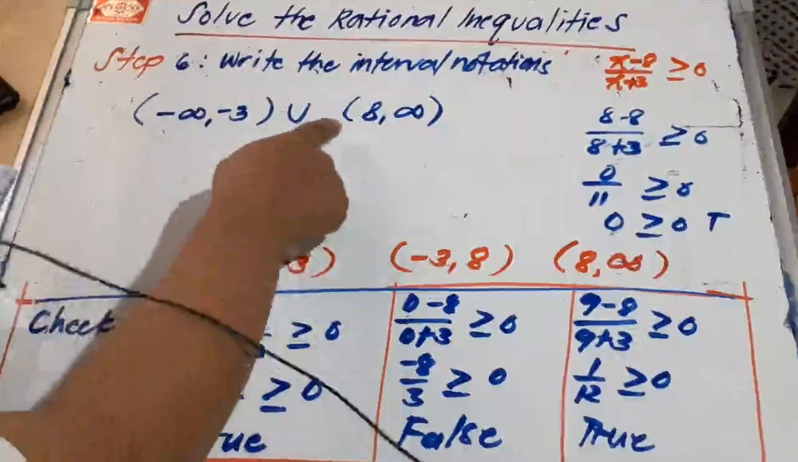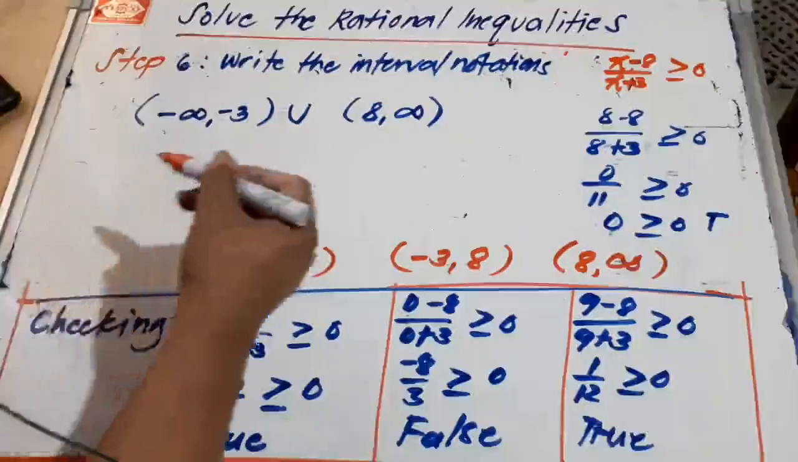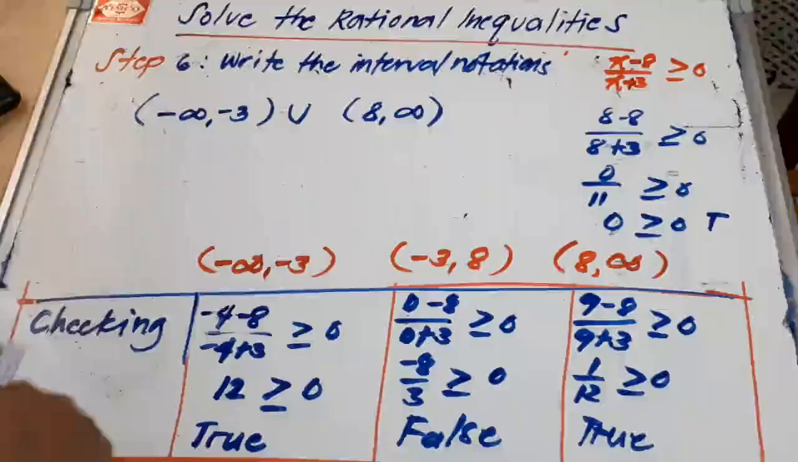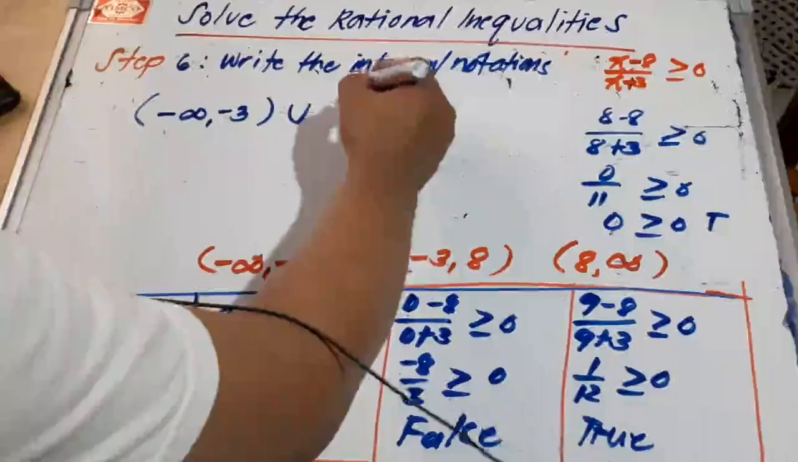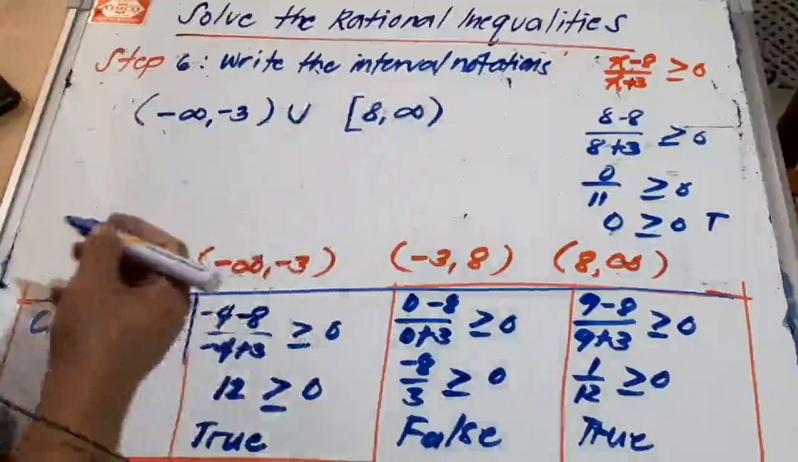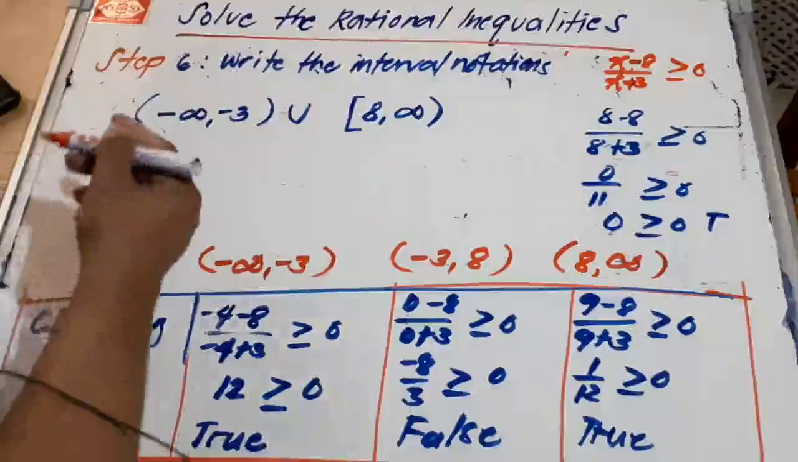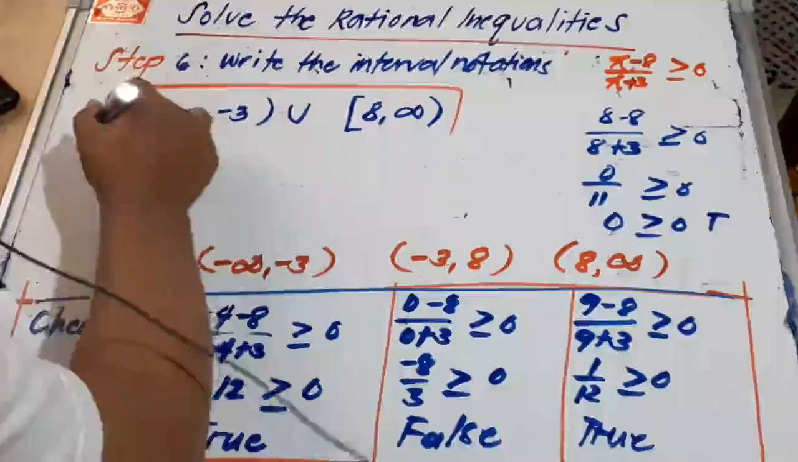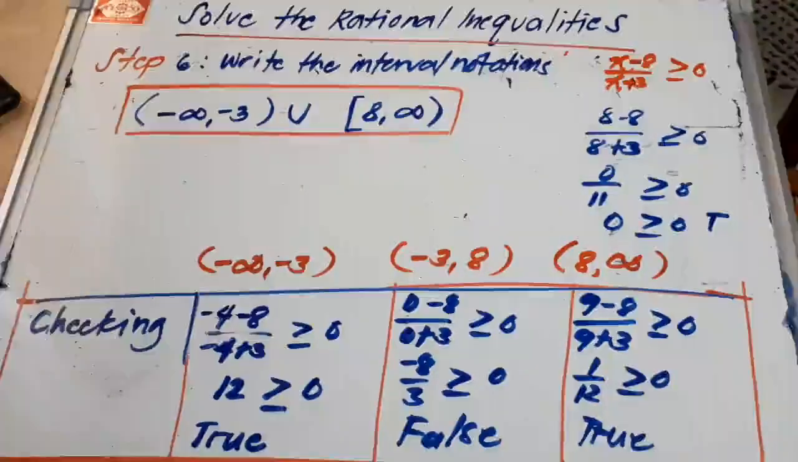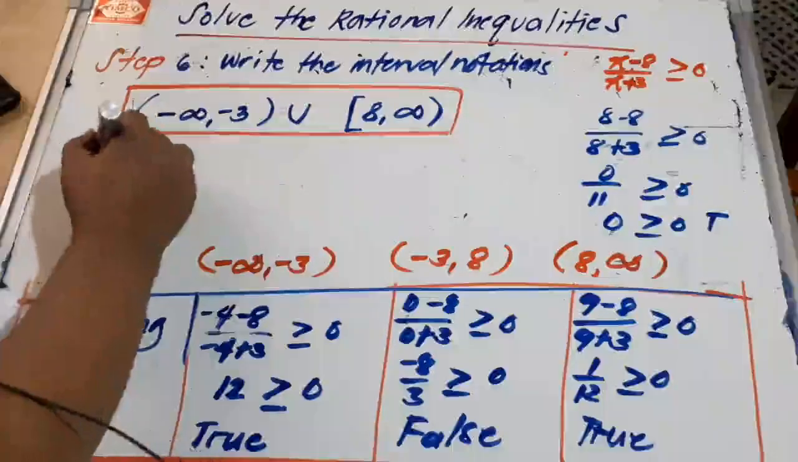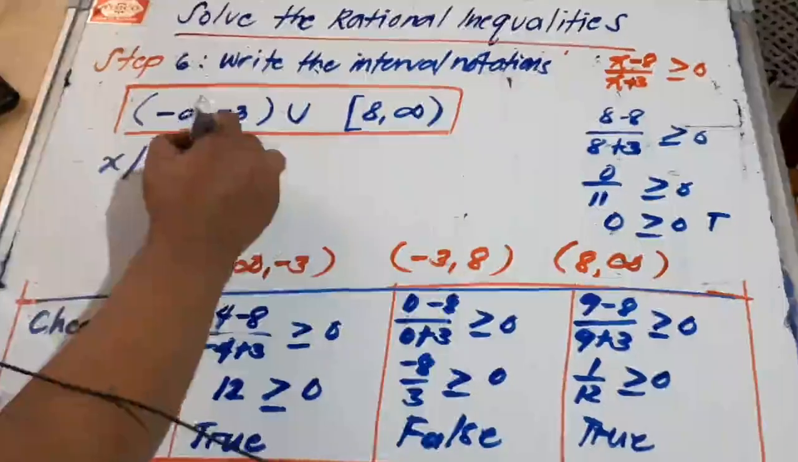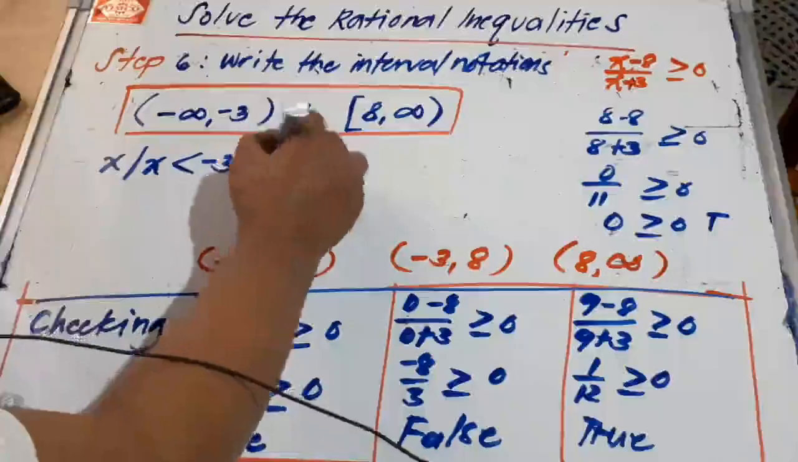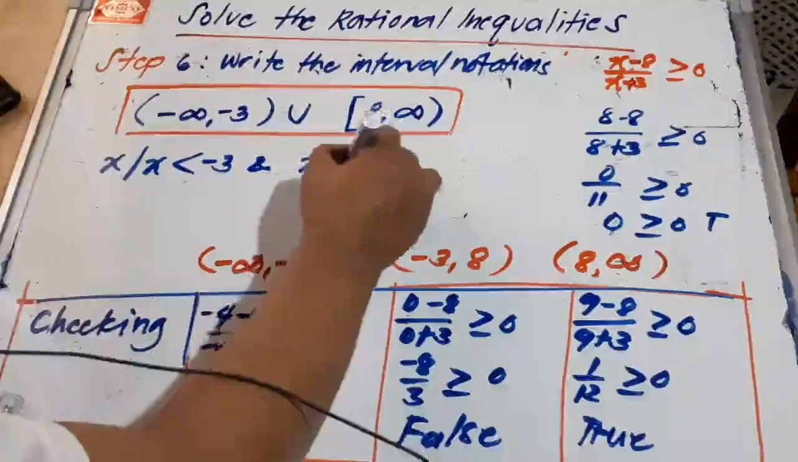So, instead of open interval, this is half open interval. Okay? Because 8 is included sa solution set ng ating rational inequality. So, dapat to ay bracket. So, this is our answer in interval notation. How about in set builder notation? We write x such that x should be less than negative 3, and x should be greater than or equal to 8.